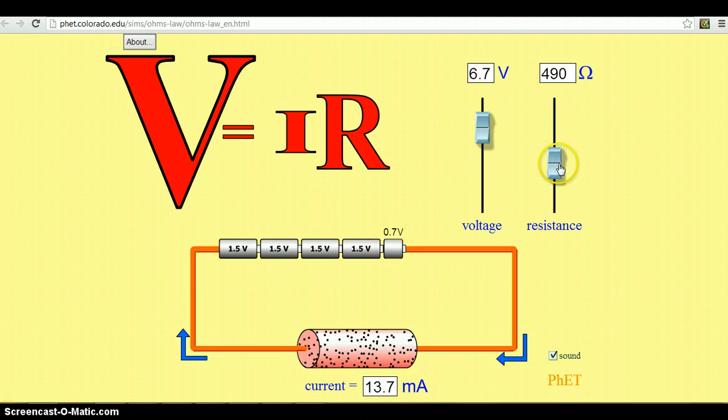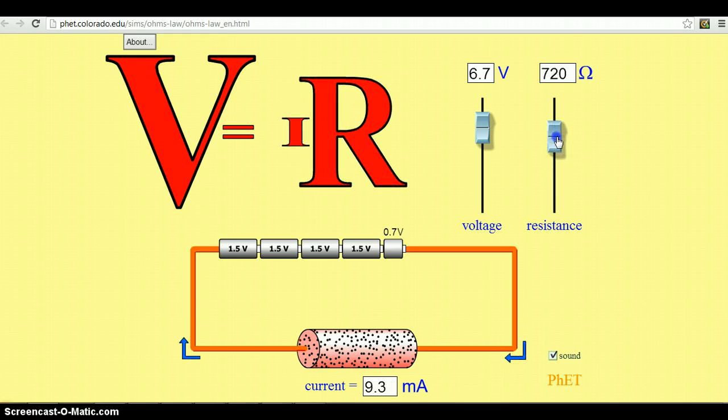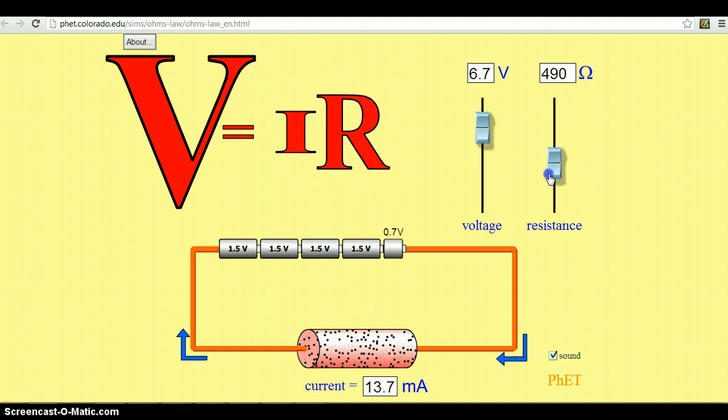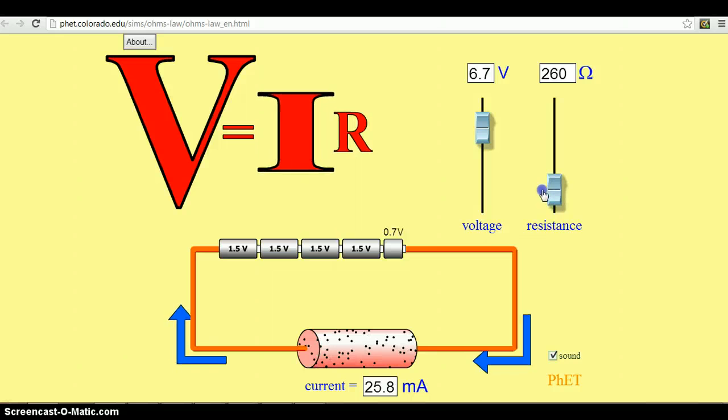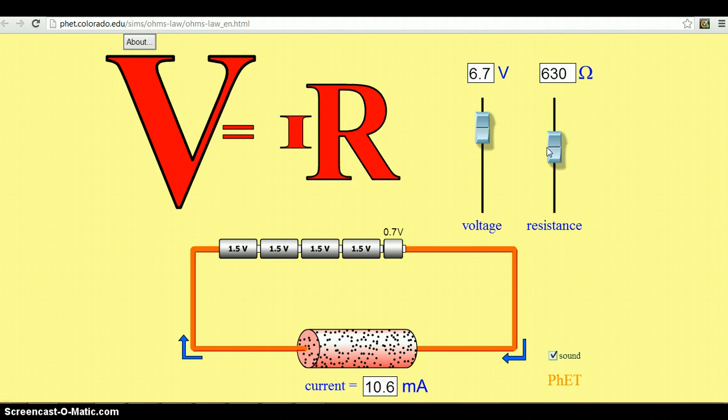And then resistance, when you increase the resistance, current gets smaller because a greater resistance means that it's harder for the charge to move through the wires. That's why it gets smaller when resistance gets bigger, and why it gets bigger when resistance gets smaller. And that is Ohm's law.